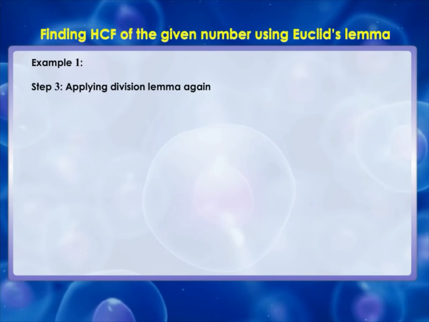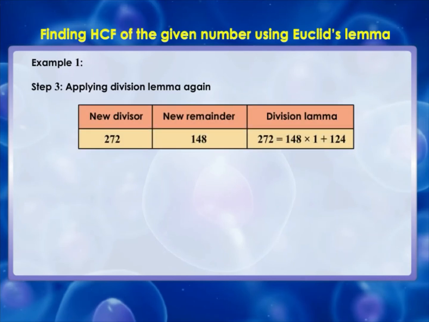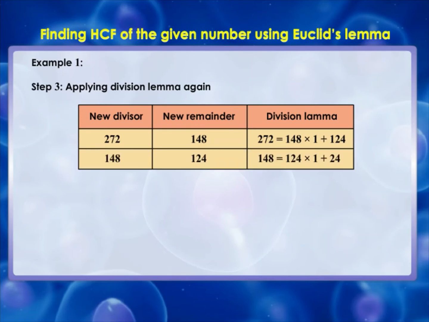Step 3. We consider the new divisor 420 and the new remainder 272 and apply the division lemma to get 420 = 272 × 1 + 148. We consider the new divisor 272 and the new remainder 148 and apply the division lemma to get 272 = 148 × 1 + 124. We consider the new divisor 148 and the new remainder 124 and apply the division lemma to get 148 = 124 × 1 + 24.